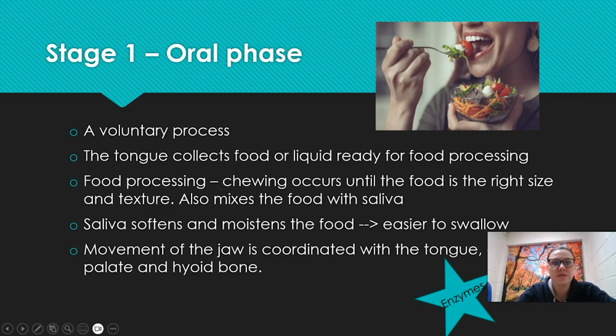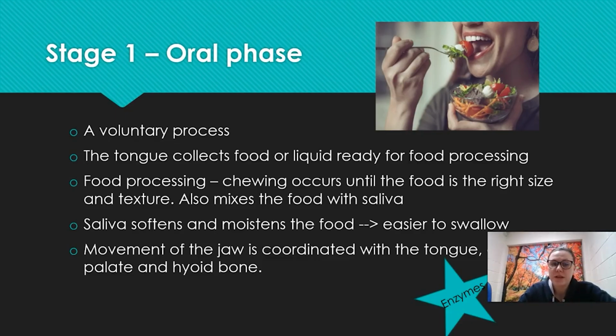So the first stage of swallowing is the oral phase, which is a voluntary process, so we control that. This is where the tongue collects the food or the drink ready for food processing, so when we chew the food basically and try and make that food into the right size and texture ready to be swallowed. When we're doing this, we're also mixing saliva into the food, which moistens the food, making it easier to be swallowed.